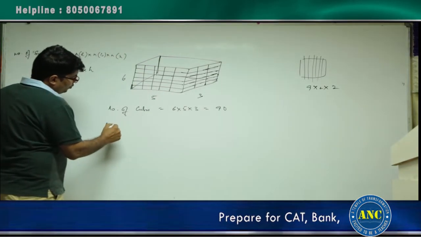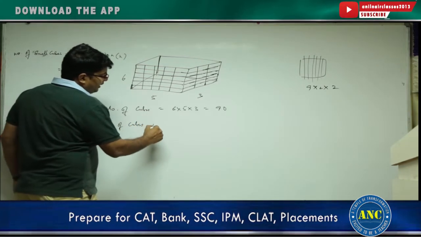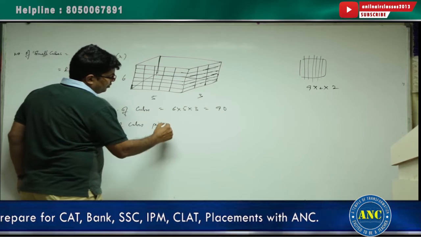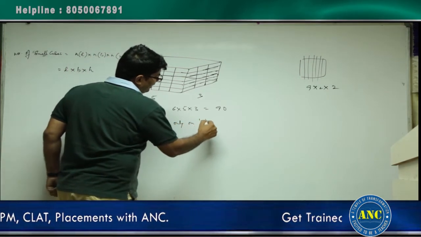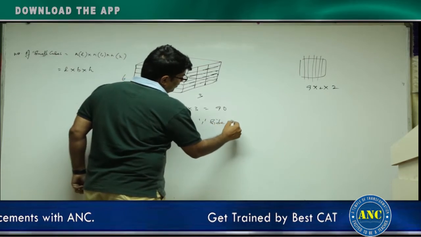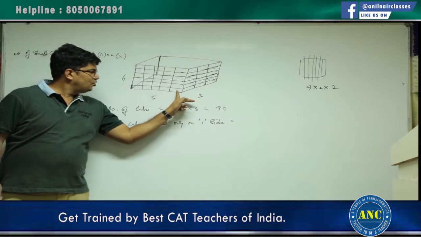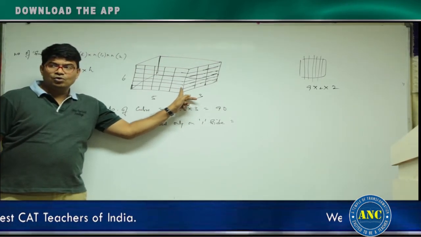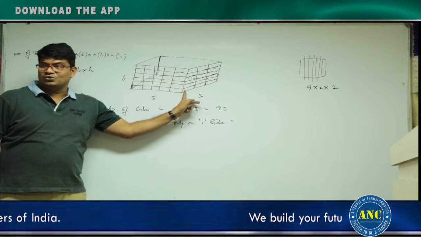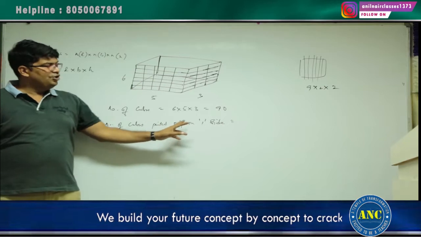Now, number of cubes painted only on one side. So imagine there is one of these cubes. Now the cube that is here, is it painted only on one side? Two sides. No, it is painted here, it is painted here also, and here also. So now tell me the number of cubes painted only on one side.